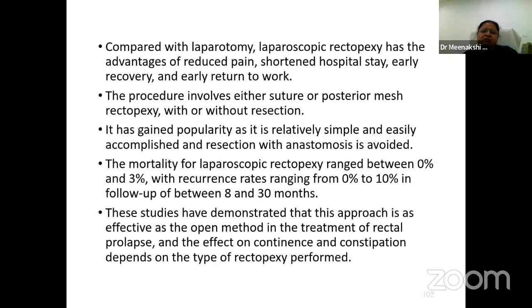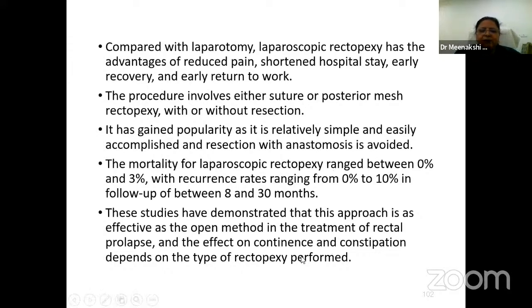Now, what are the advantages of laparoscopic rectopexy? As with other laparoscopic procedures, there is reduced pain, shorter hospital stay, early recovery, and early return to work. Then the procedure involves, as I have told you, either suture or posterior mesh rectopexy with or without resection. Okay, it has gained popularity as it is relatively simple and easily accomplished, and resection with anastomosis is avoided. Okay, but the only thing is, you should have the expertise available.